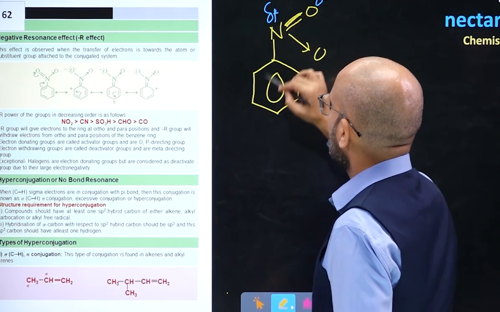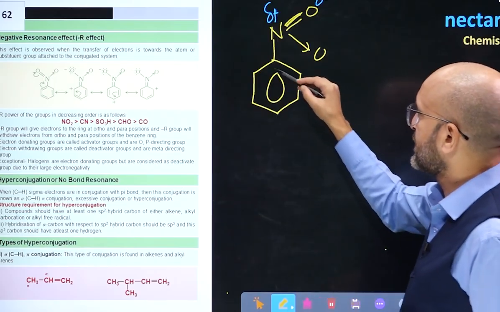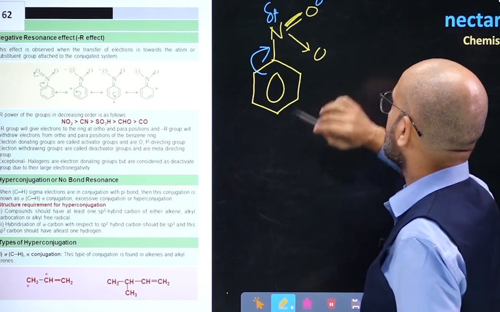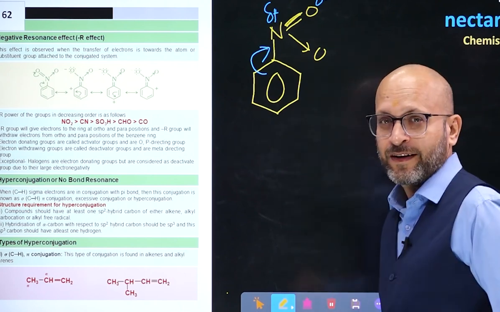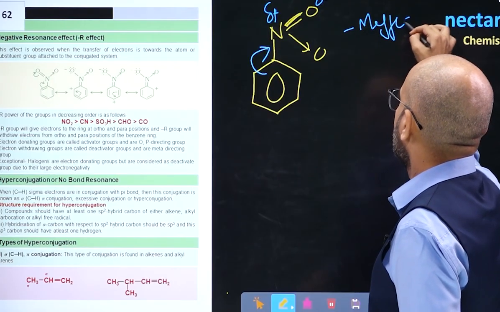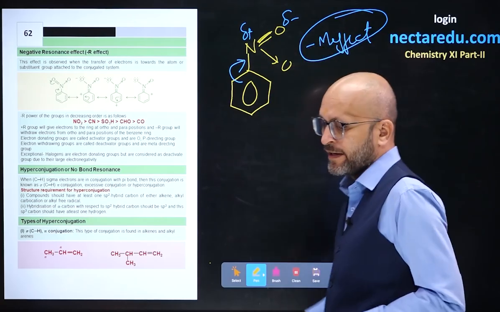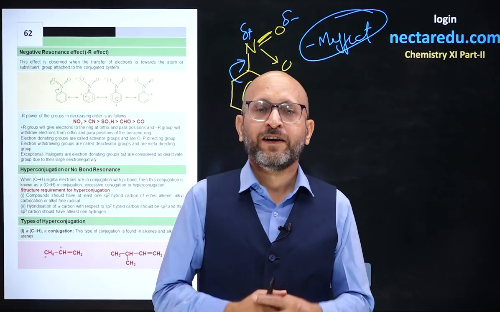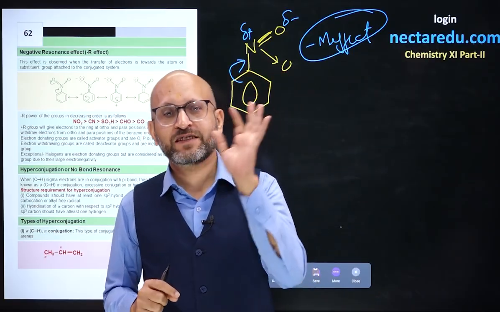All right, so it has positive charge. So it withdraws electrons from the ring. It acts like an electron withdrawing group, and the effect is known as the minus M effect. So what is the trick to figure out whether it is negative M or positive M for a group? You connect that group to the benzene ring.